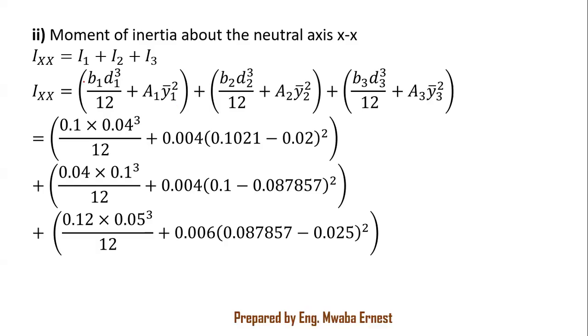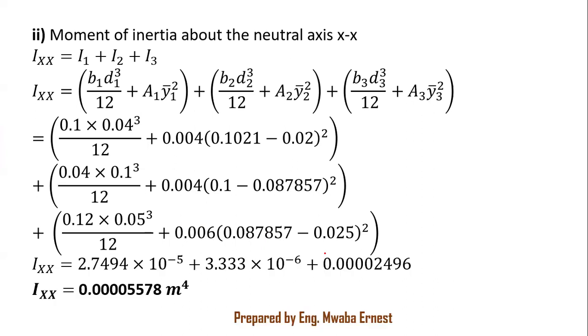The last one, we do not have a lot of drama. We're saying 0.12 times 0.05 cubed over 12 plus, outside the bracket, we have 0.006. Then open brackets, we get the difference between 0.087857 minus 0.025. You square that result. When you enter this in your calculator, you should be able to find 0.00005578, because this is now in meters to the power 4. So that's how you find it for such a shape.